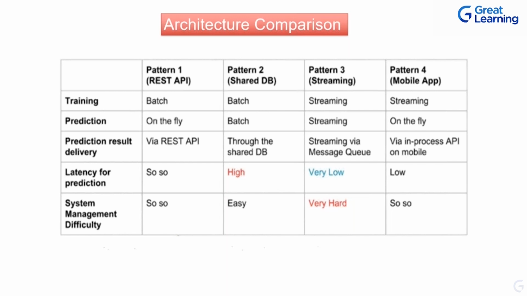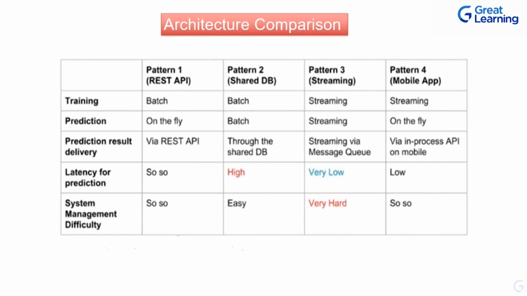Latency for prediction is very high because this is batch processing, right? So it's not that you're able to immediately see the result. It takes the batch execution based on the frequency you define. System management difficulty is easy because you have everything available in an offline kind of environment. You have the model available offline. You have the data set which is getting created from a prediction perspective also offline. So it's the easy one.